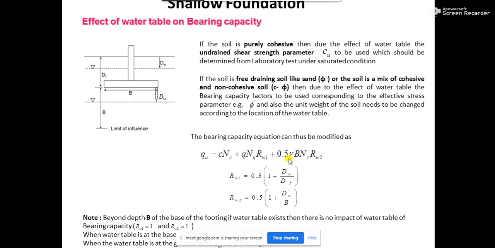Okay, and in this case you should observe very carefully when it is being said the water table is at a 2-meter depth from the ground level. You see, water table at a 2-meter depth from the ground level means it is somewhere here. So the portion above the base of the footing, that means up to the depth of the footing, this region will remain unimpacted by the water table correction. So you should automatically use the value of Rw1 equal to 1, or rather you should use the gamma d nq in that term.